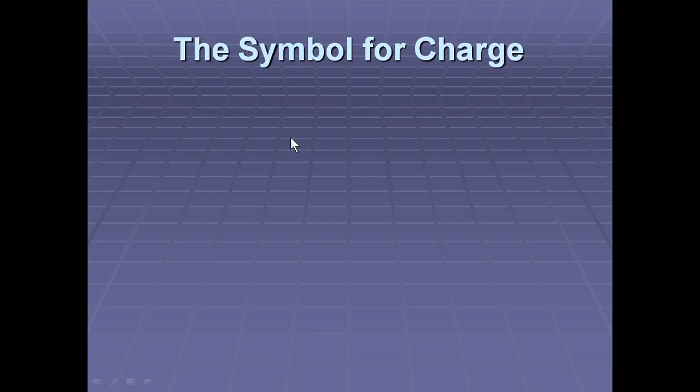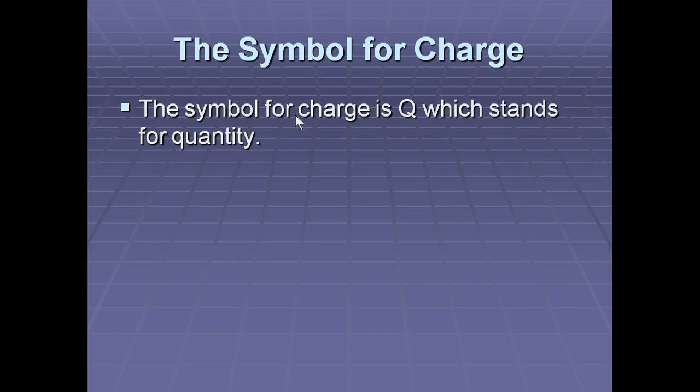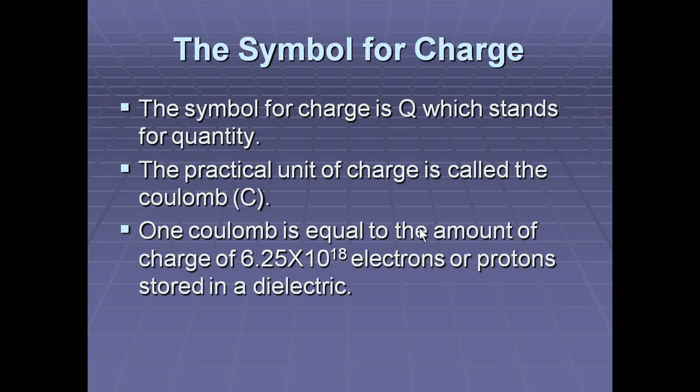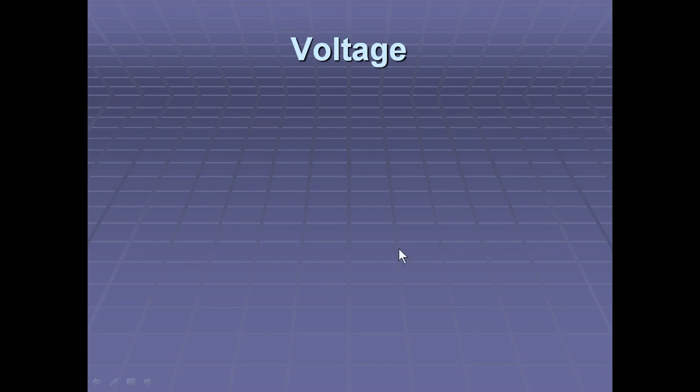So the symbol for charge is Q, which stands for quantity, and the practical unit of charge is coulomb, capital C. So 1 coulomb is equal to the amount of charge of 6.25 times 10 to the power 18 electrons or protons stored in a dielectric, because electrons and protons are always the same.